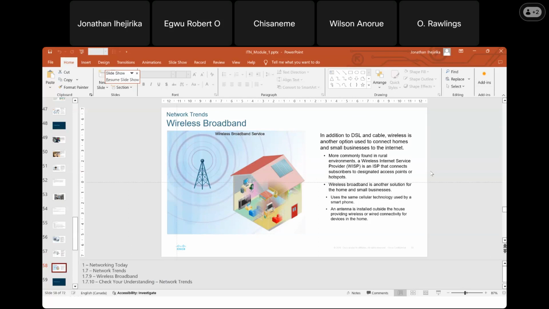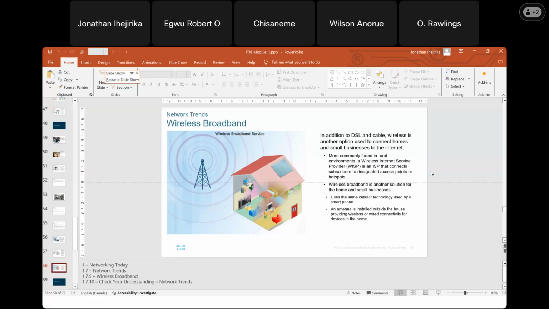One of the popular wireless internet service providers we know is a mast where we used to connect our MTN, Airtel, and Glo. Those masts, you call it mast, but it's actually called a base station. Those are the places where you mount devices, and devices that don't have access to the internet will connect through that wireless broadband service.